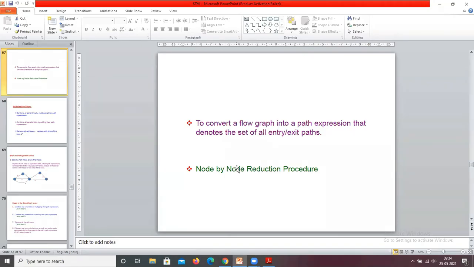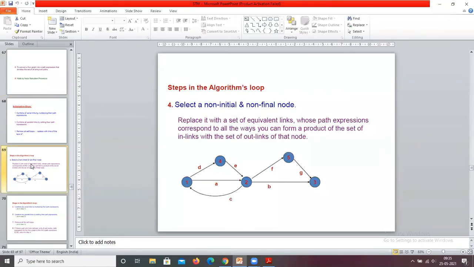So what is the path reduction procedure? In this procedure, you are going to convert a flow graph. For example, this is the flow graph whose links are labeled with names. Here A, D, all these are the labels. Now you can convert this flow graph into a path expression that denotes the set of all entry and exit paths in that flow graph. For that reduction, we have one algorithm.